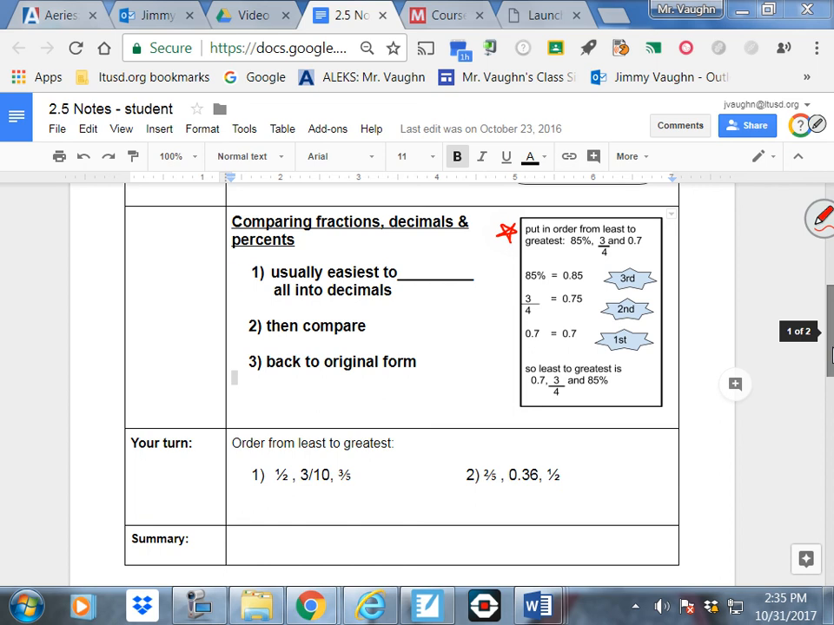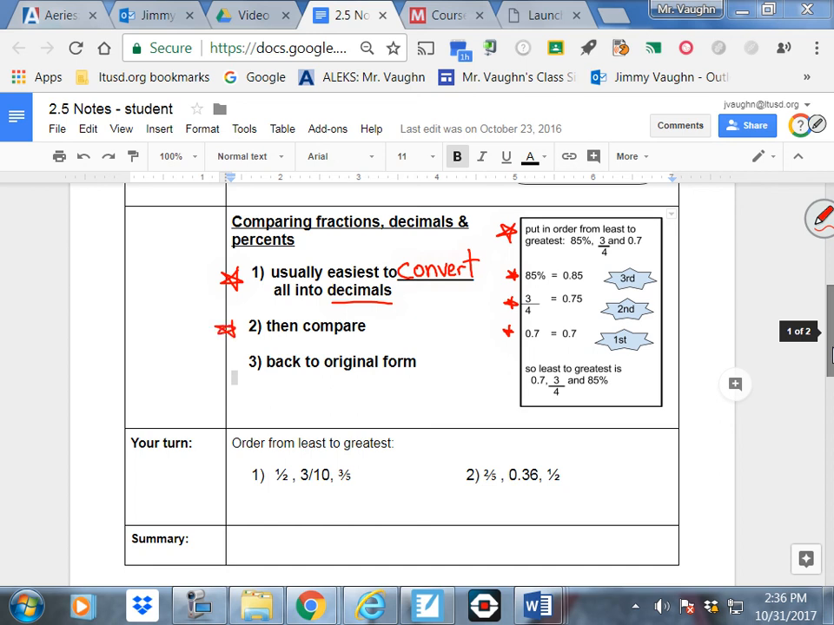So usually the easiest thing to do is to convert, change all of them into decimal form. Sometimes you might look at it and go, oh, I know what all these are as fractions with the same denominator. That might work too, but it's usually easiest just to go into decimals. So that's what we did right here. 85% is the same as 0.85. 3/4 is the same as 0.75. And 0.7 is obviously the same as 0.7.